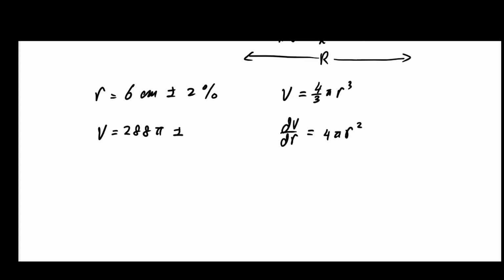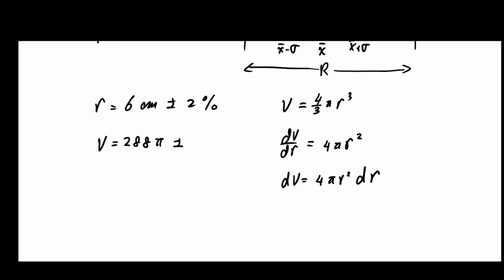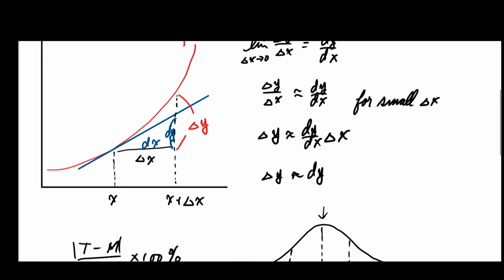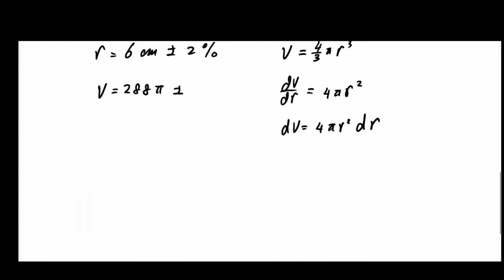And then dV is equal to 4 pi r squared dr. So far, so good? That much you understand? That's kind of what I wrote here: derivative times that thingy. You know what I'm saying? And my delta r is equal to dr at the moment.